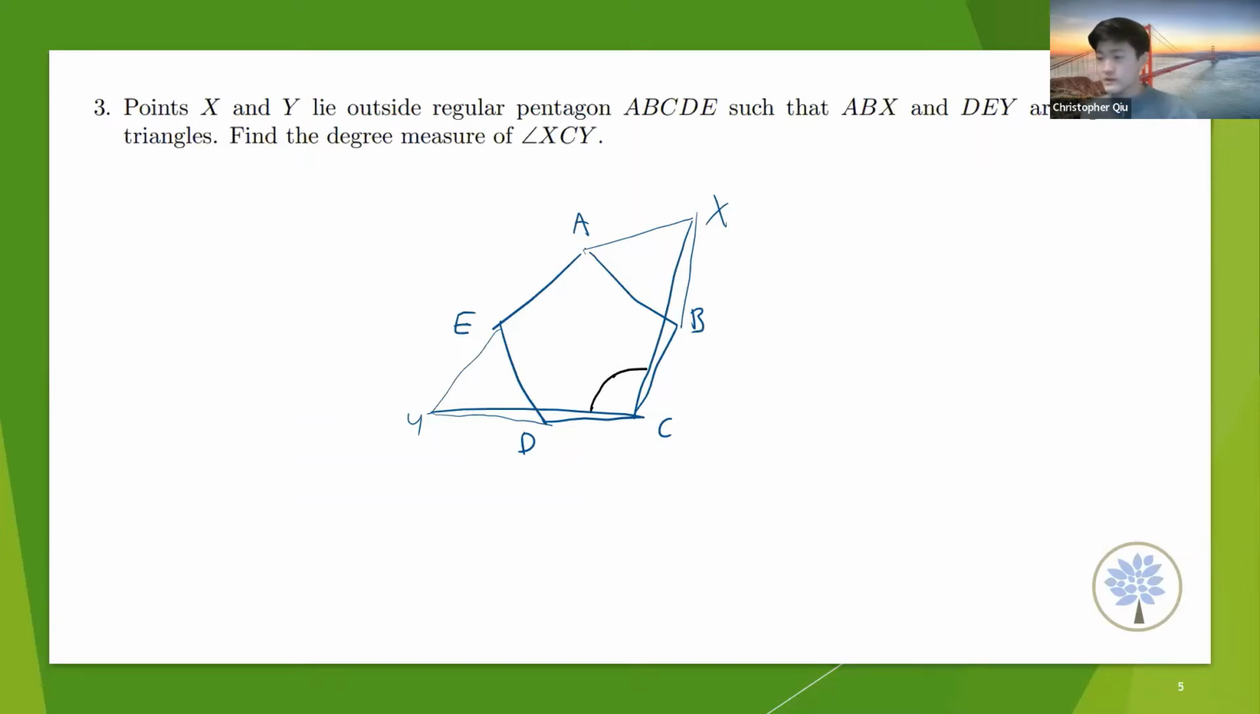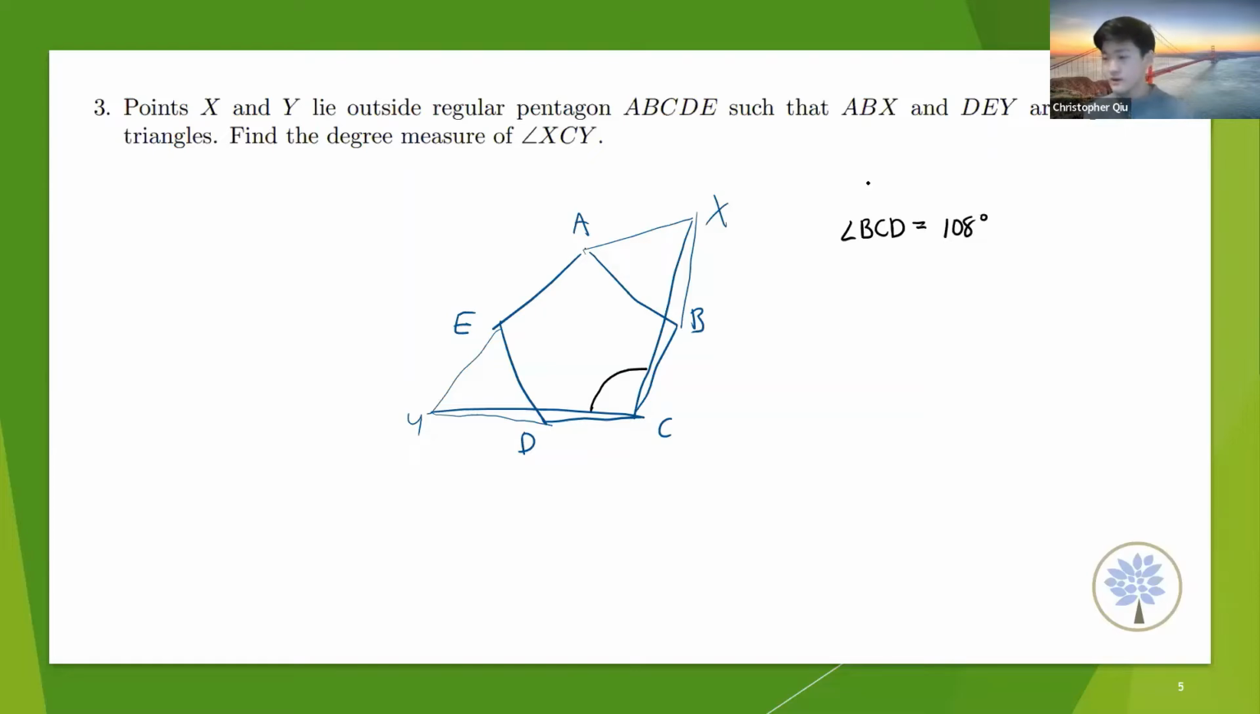One thing you might think is, how do we find the measure of angle XCY? One thing we can do is find a bigger angle. We can find BCD first, and then subtract off these smaller portions. So we'll do exactly that. First, since BCD is an internal angle of a regular pentagon, its angle measure is 108 degrees.